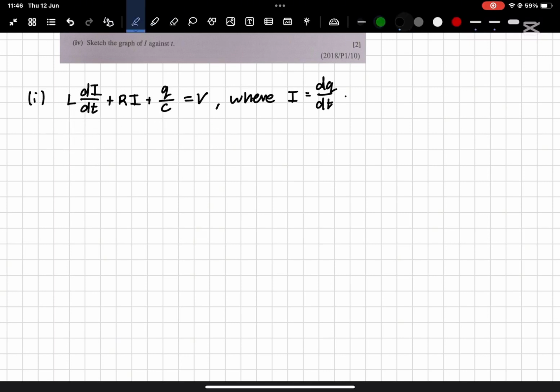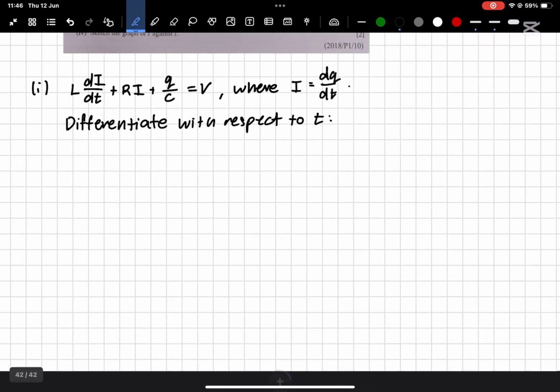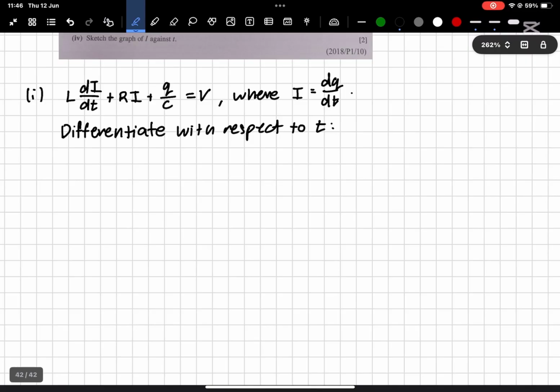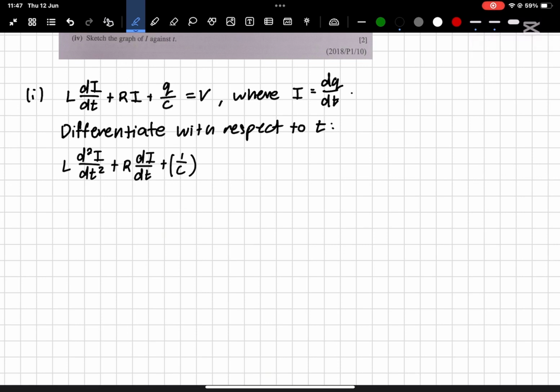So knowing this, we can differentiate with respect to t. You have to state this, because it shouldn't be implied. L is a constant on the left, and when I differentiate this again with respect to t, you get the second order derivative. Then R is a constant and only I is the variable, so differentiating with respect to t you get di/dt. And 1 over C is the constant. Q is not a constant, since it wasn't stated anywhere, so you treat it as a variable and differentiate it with respect to t.